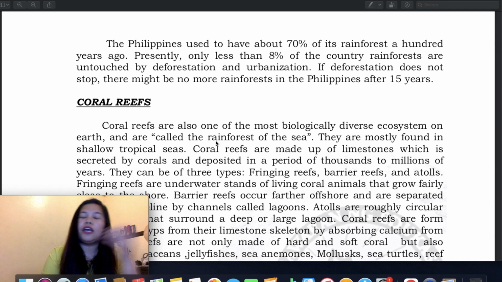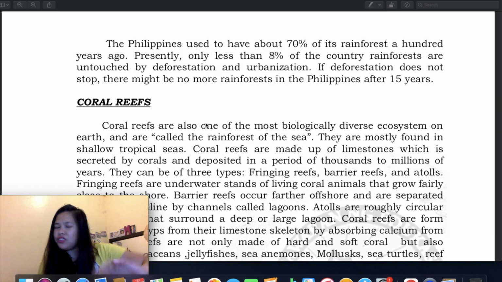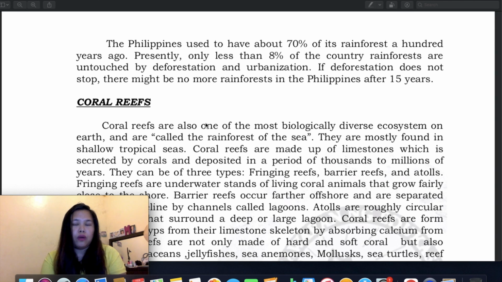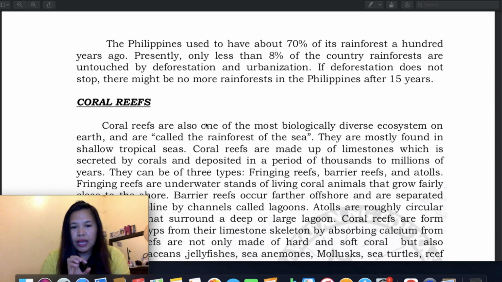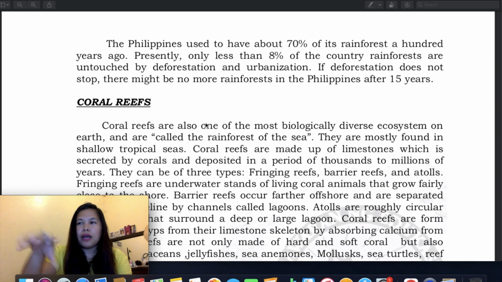okay, used to have about 70% of its rainforest 100 years ago. But, sad to say, in previous years, 100 years ago, yung rainforest natin ay 70%. Okay, kapag nasa math tayo, so integrate na tayo ng math now. Okay, gawa kayo ng isang bilog. Hanapin mo ngayon yung 70% na yan. Okay, 100%, diba? So, mag-drawing ka nun. 30%, yun lang yung hindi rainforest. So, sobrang laki niya. Sobrang laki ng 70%.